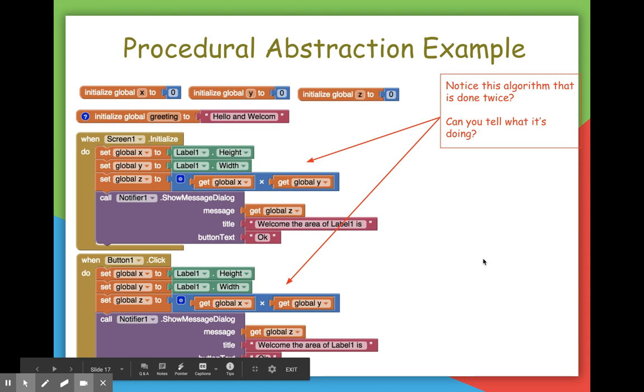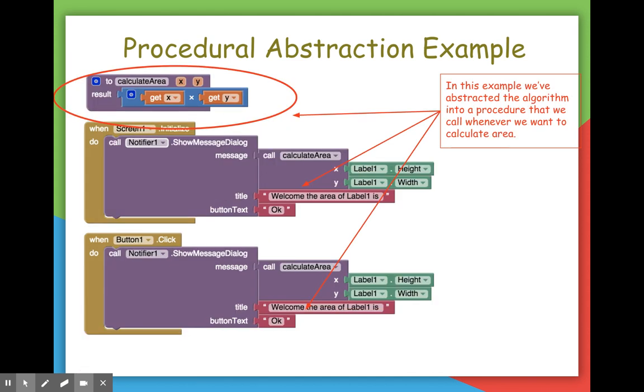That's what we call code smell, because it stinks. And it's repeated code, and it's a pain in the neck to maintain. So we do something called calculate area. And you don't have to know exactly how this works. You're going to get really good at it. But look what I did.